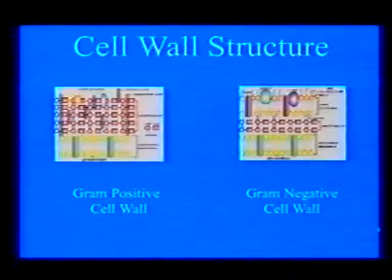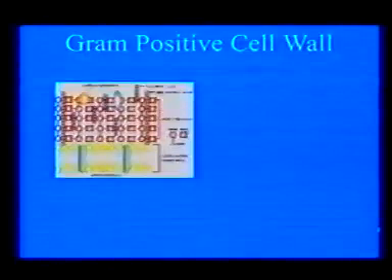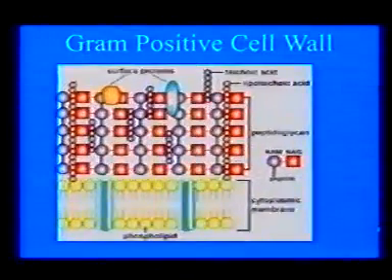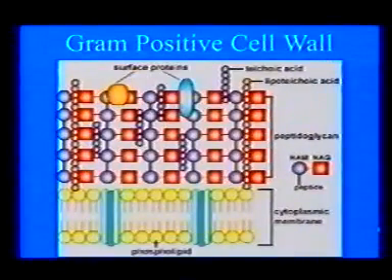Now let's take a look at the differences in cell wall structure between the Gram-positive and Gram-negative bacteria. The Gram-positive cell wall is thick and consists of numerous interconnecting layers of peptidoglycan. Also interwoven in the cell wall of Gram-positive bacteria are teichoic acids. Generally, 60 to 90% of the Gram-positive cell wall is peptidoglycan.